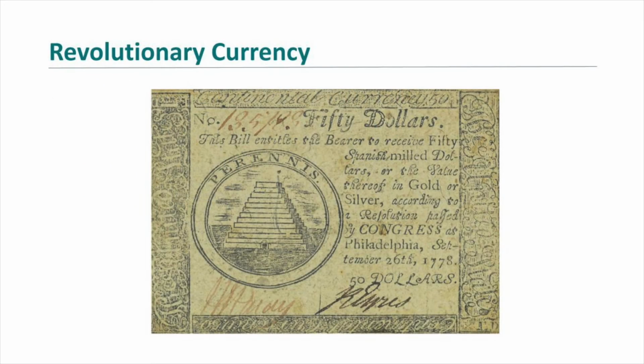This is an example of revolutionary currency, a $50 note, huge amount of money, issued by the Continental Congress during the War of Independence. Congress's inability to raise funds to redeem such paper money in gold or silver was a major reason why nationalists desired a stronger federal government.